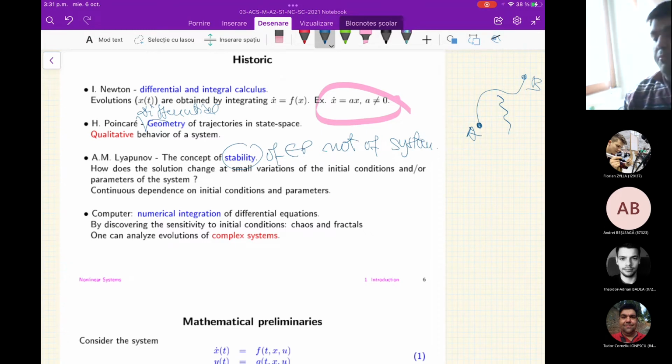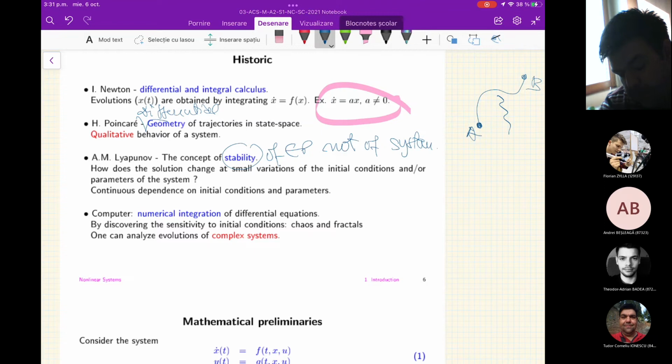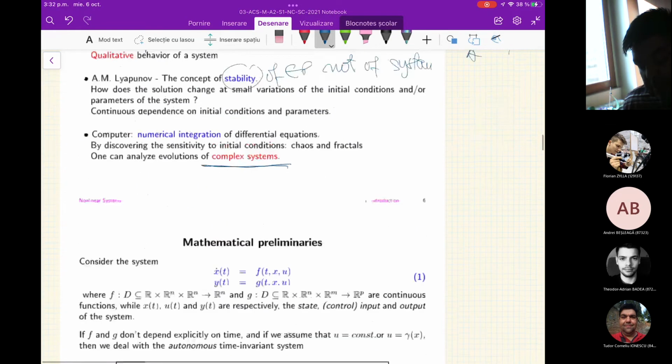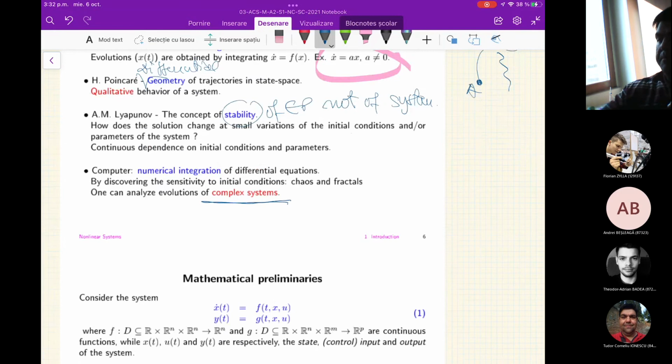And of course, in more recent history, numerical integration has changed everything and has brought these nonlinear systems back to the foreground. Okay, we have numerical integration of differential equations. By discovering the sensitivity to initial conditions, the chaos factor, one can analyze the evolutions of complex systems. Okay, right. Of course, we are going to talk about some mathematical preliminaries and start defining basic concepts.